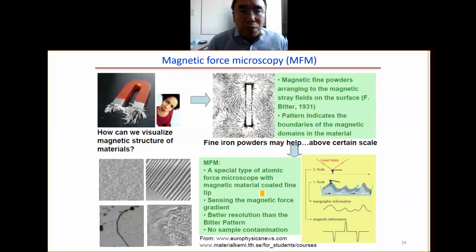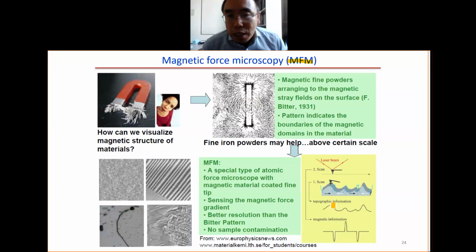So the first application for this one is the MFM. It's called magnetic force microscope. The idea is simple: you coat the tip with magnetic material, then you can do the MFM. But you need some accessory. You cannot do the MFM using a simple AFM.